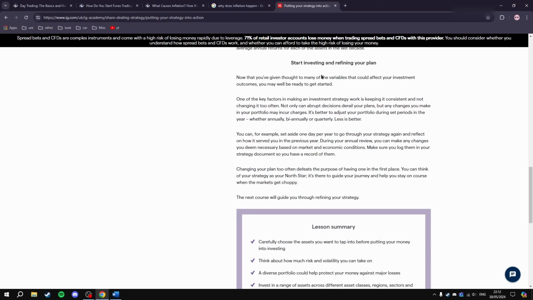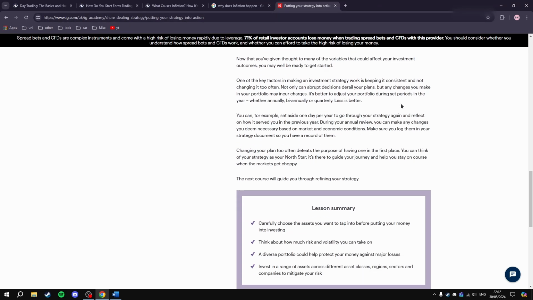Start investing and refining your plan. Now that you've given thought to many of the variables that could affect your investment outcomes, you may well be ready to get started. One of the key factors in making an investment strategy work is keeping it consistent and not changing it too often.